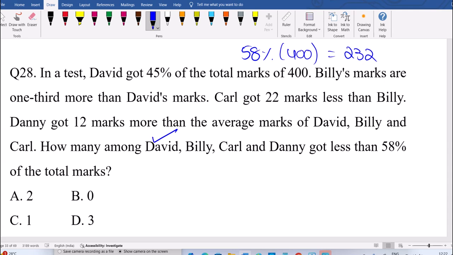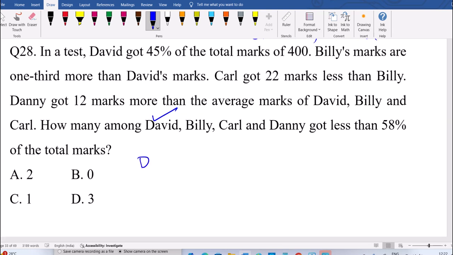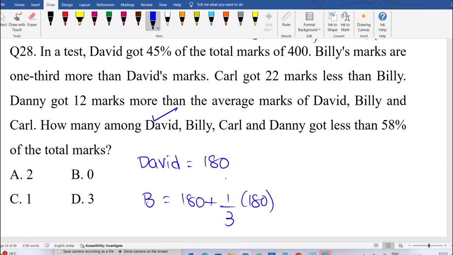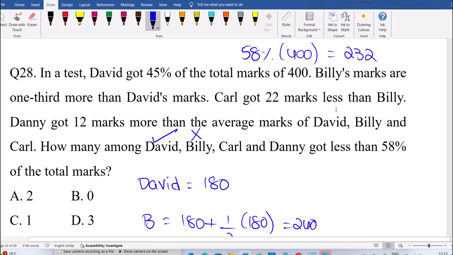Billy got more than David, so we have to check that. Carl got 22 less than Billy, and Danny got 12 more than the average of the three, right? So fine. Now we go with David. David's marks are 180. Billy got one third more than David. One third of 180 means 60, so 240. Now is Billy less than 58% here? 58% means how many marks? 232. Billy got 240, more than that.